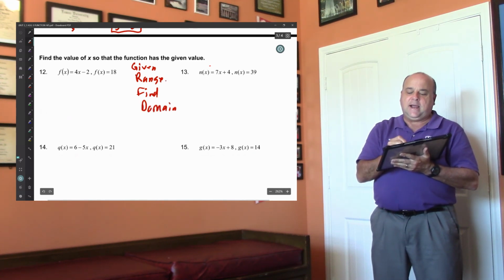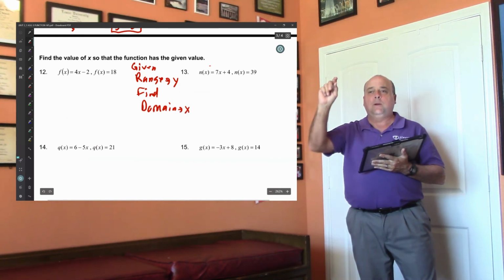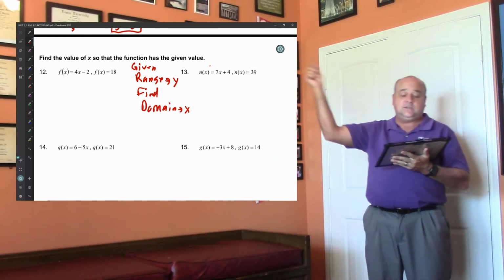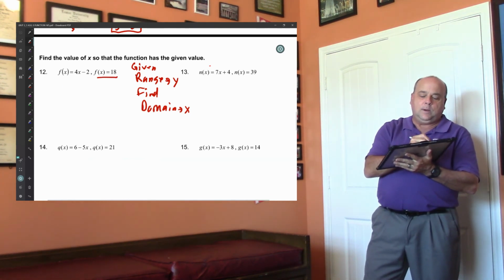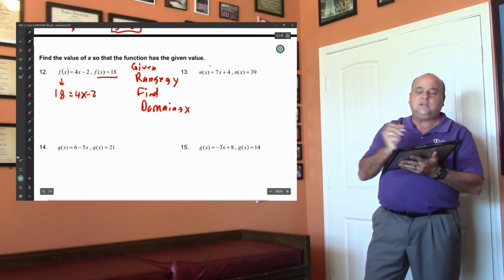So on these problems, you're actually given y, and you're finding x, aren't you? So you're going to replace y, and you're going to solve for x. So on this one right here, my f of x is equal to 18. I'm going to replace the f of x with 18. And now I have to solve for x, don't I?